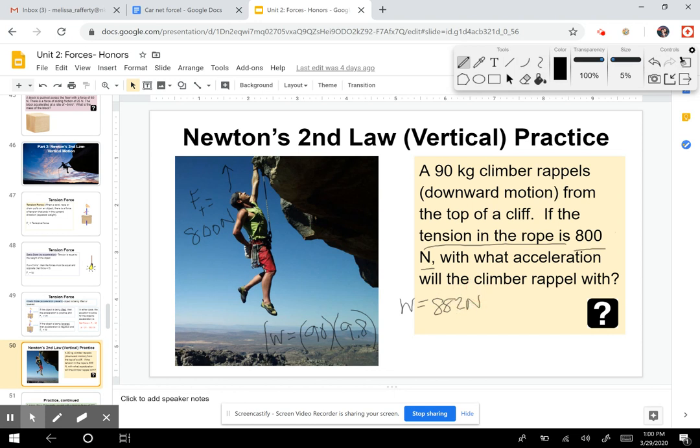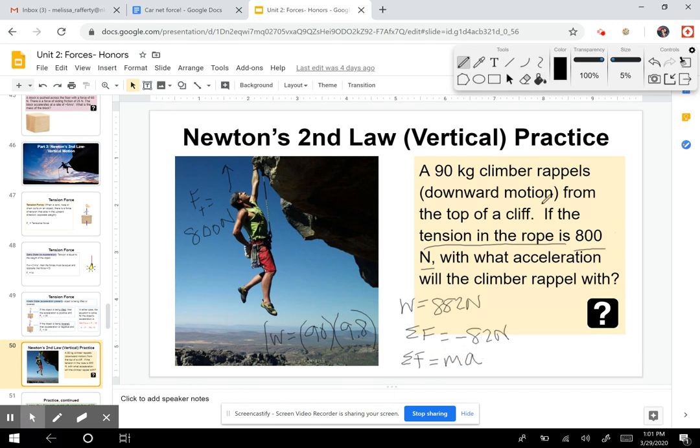Okay, so to calculate the net force, we subtract tension minus weight. So 800 minus 882 gives us negative 82. So the net force here is negative 82 newtons. And then his acceleration is going to be equal, we know that net force equals ma.